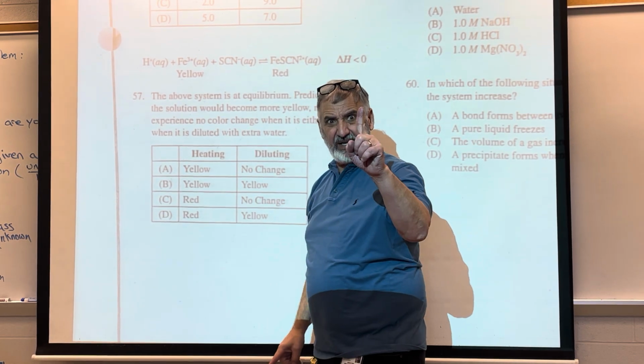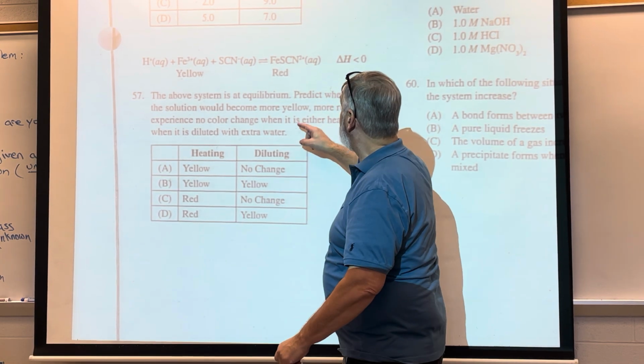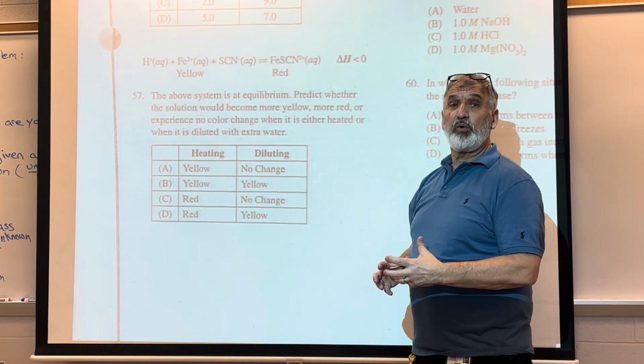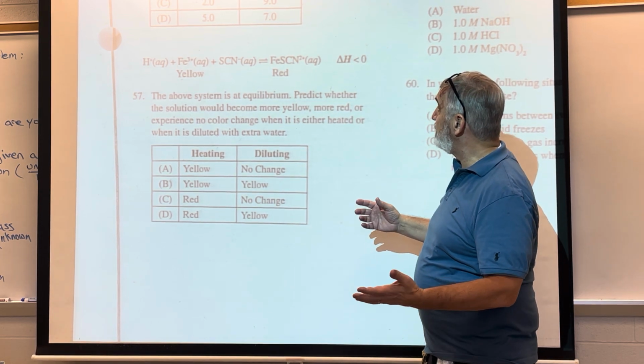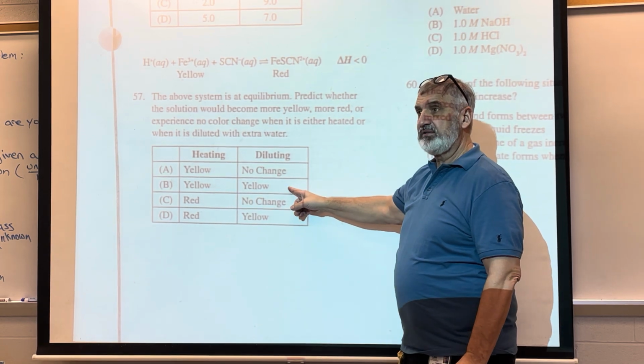Heating is going to go towards yellow, so I can eliminate these two down here. Take one at a time. Don't try and do them both at the same time. So now, diluting with water. What do we know diluting with water is going to favor? More aqueous ions, which is going to be red or yellow? Yellow. So diluting with water, more yellow.